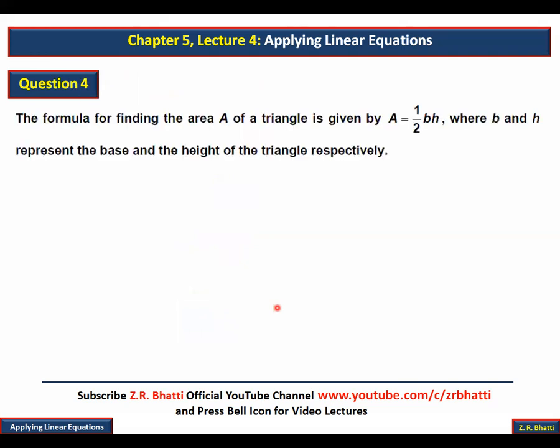Question 4. Now you all have to read this question carefully, and then tell me first what the question is and what we have to do. The formula for finding the area A of a triangle is given by A is equal to 1/2 BH, where B and H represent the base and the height of the triangle respectively.